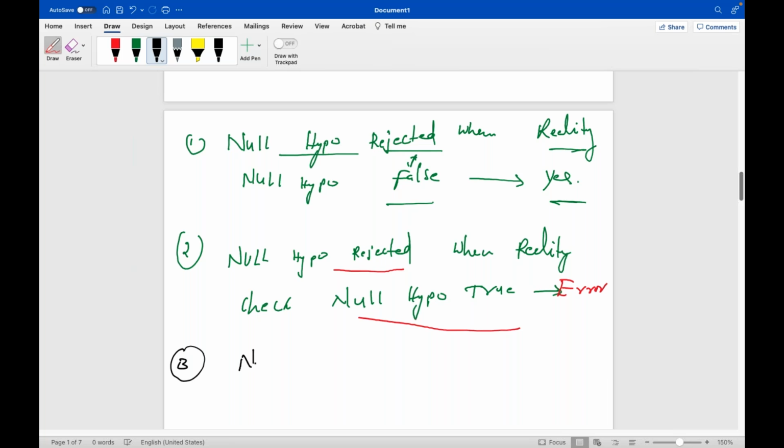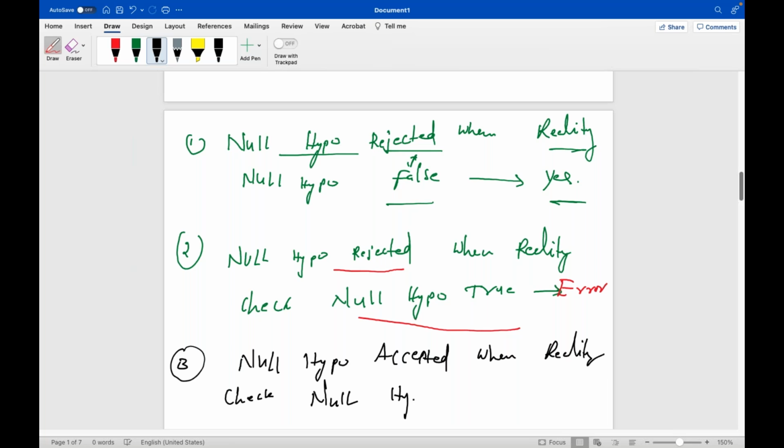In the meanwhile, you have the null hypothesis accepted. The statistician is accepting the null hypothesis, but in reality check, what is it? In reality check, the null hypothesis is false. So this could also be an error or not? 100% it could be an error.